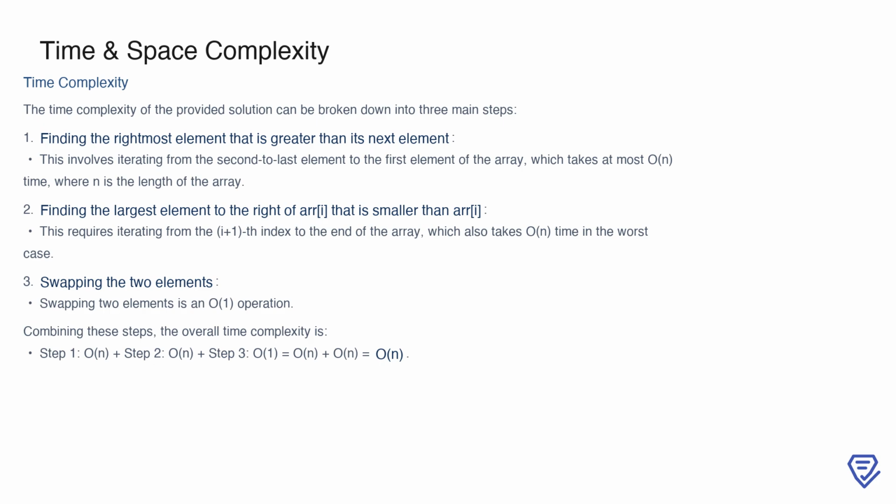the array. Next, we locate the largest element to the right of the chosen element that is smaller than it. This step involves another linear scan from the chosen position to the end of the array, making it O(n) in the worst case. Finally, swapping the two identified elements is a constant time operation, O(1). When we add these steps together, the overall time complexity becomes O(n) plus O(1), which simplifies to O(n).